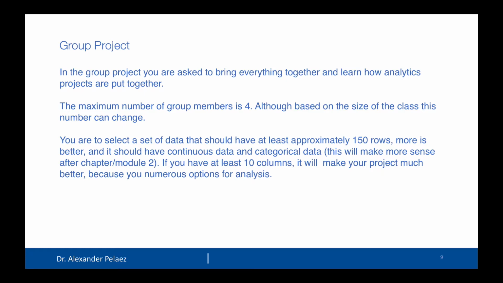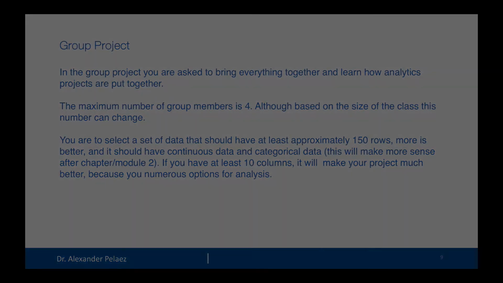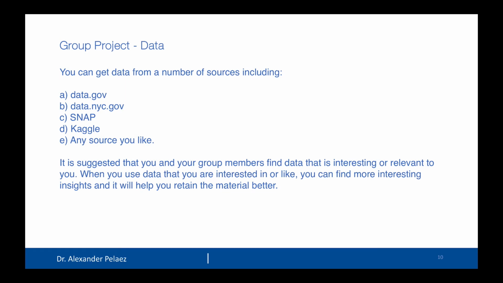You should have at least 10 columns, but again, have as many as you can because it will make your project more meaningful. Now, where can you get data? You can get data from a number of areas like data.gov, data.newyorkcity.gov, SNAP, which is the Stanford Access for Data, Kaggle, and any other source that you like. If you're not sure, again, please feel free to ask me and I can point you in a couple more directions.